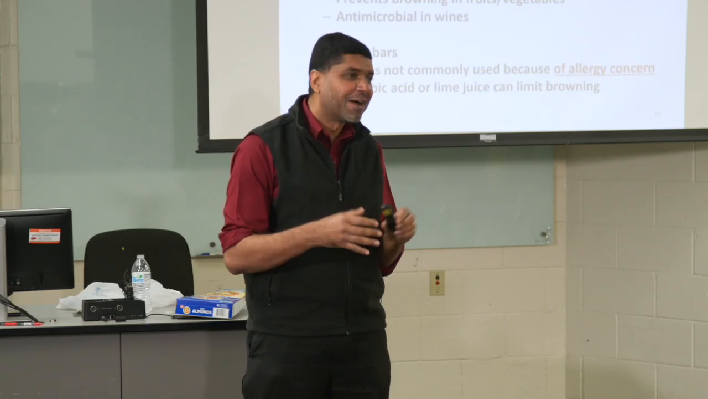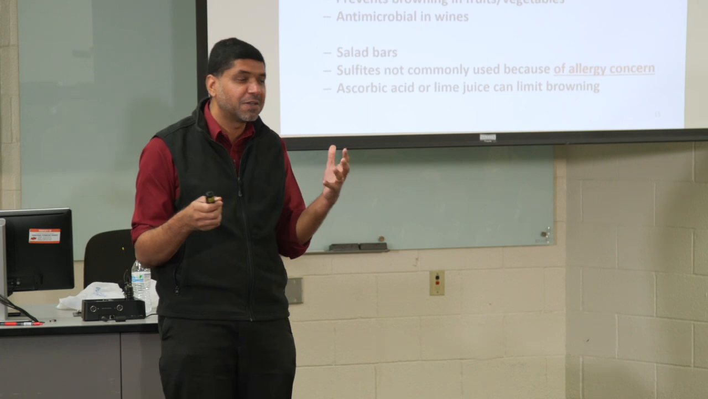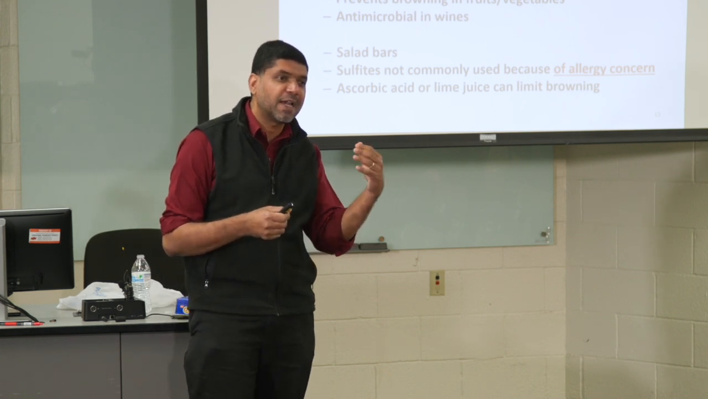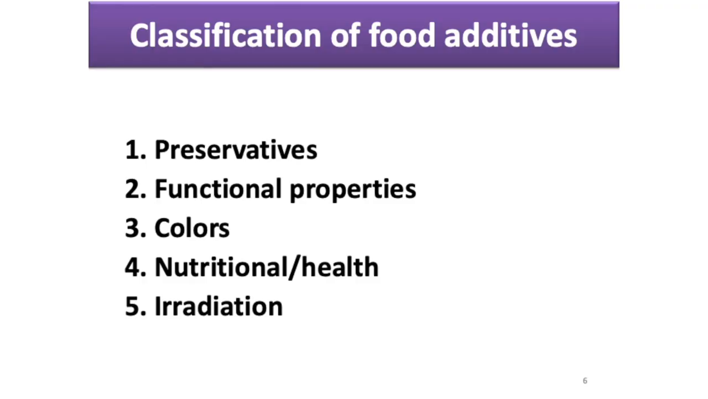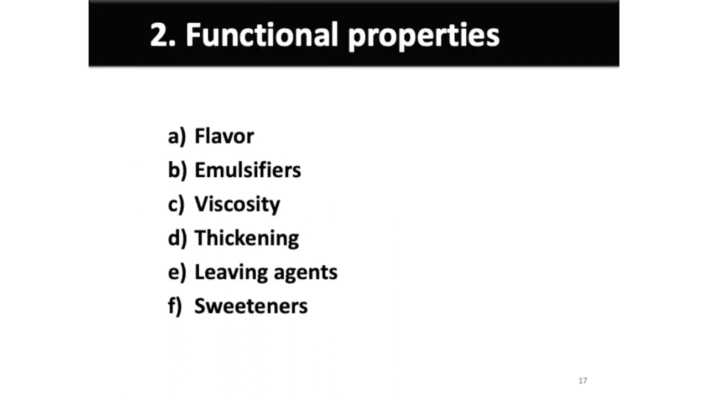Do you have any idea why that apple is still fresh? Because they add something to limit that enzymatic browning. So that's the first major classification, acting as a preservative. Now the second one is functional properties. This one I'm pretty sure you are very much familiar with. I'm going to go one by one.